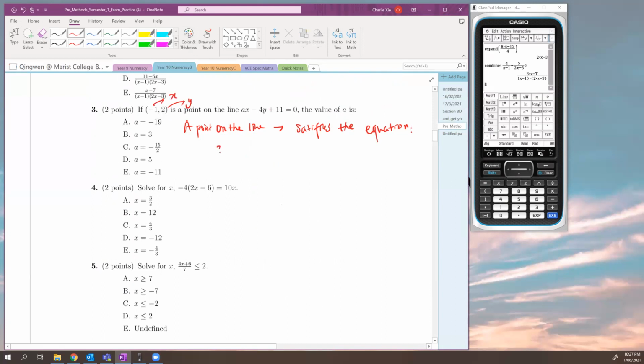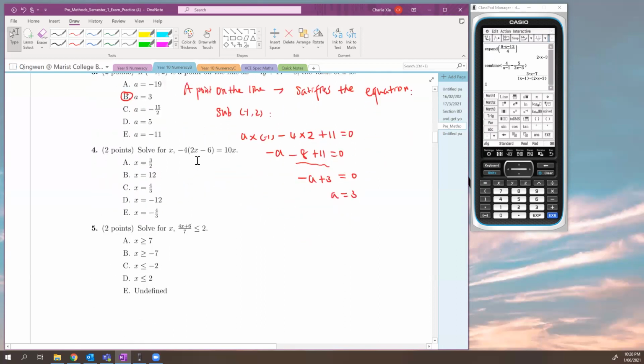Let's put it in. Substitute (-1, 2). We have a times -1 minus 4 times your y, which is 2, plus 11 equals 0. Let's solve it. a times -1 could be written as -a, minus 8 plus 11 equals 0. Combine these two: -a plus 3 equals 0. So a has to be equal to 3. So the answer is B.